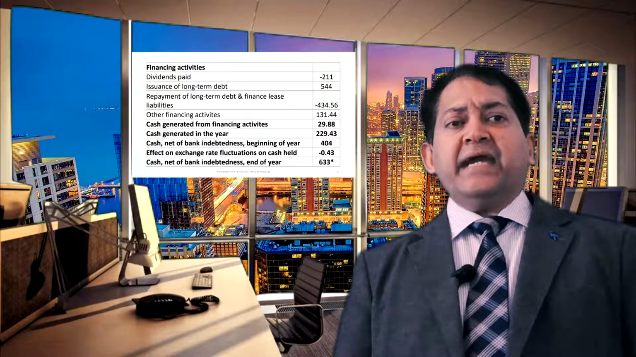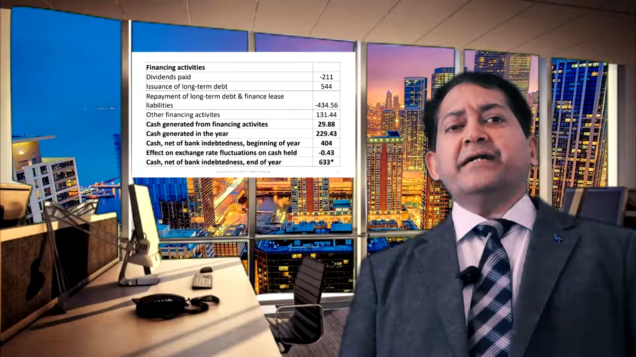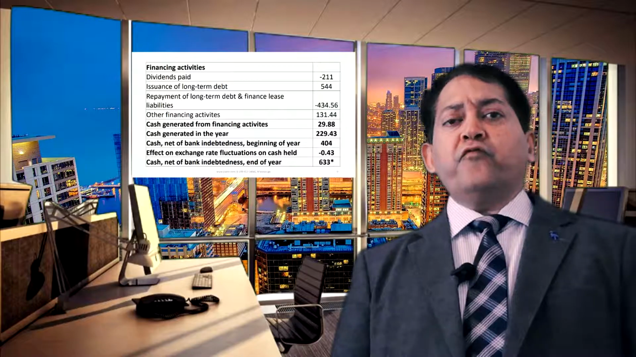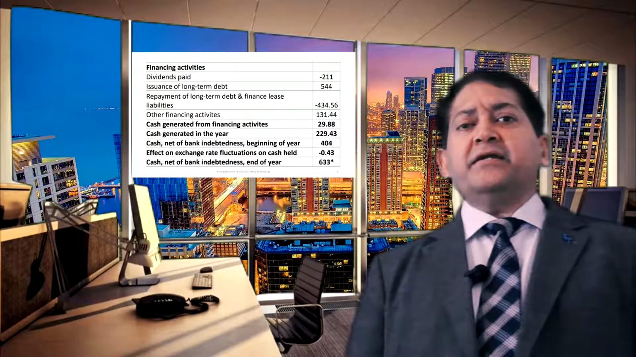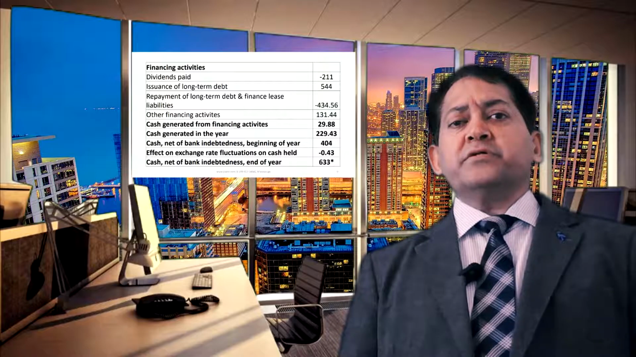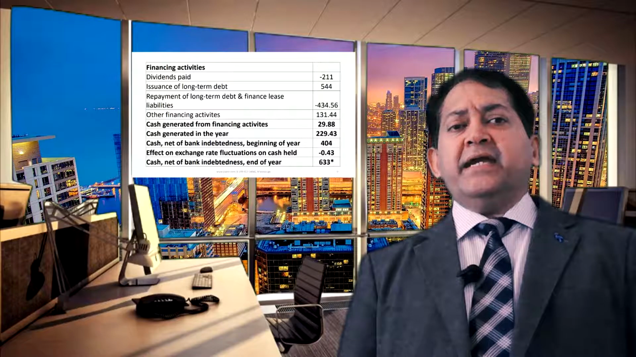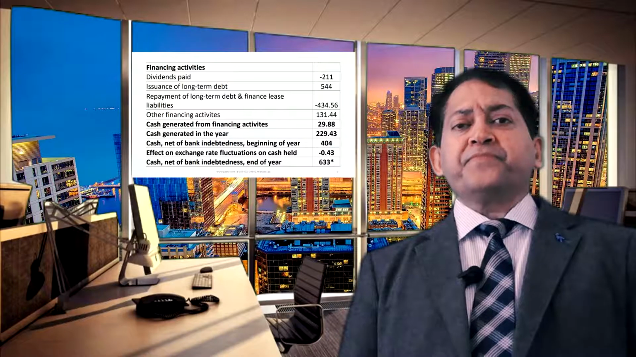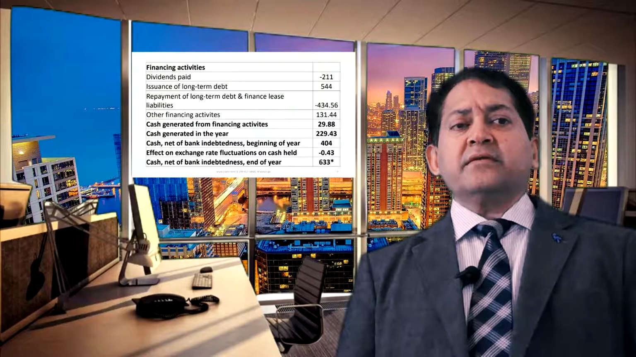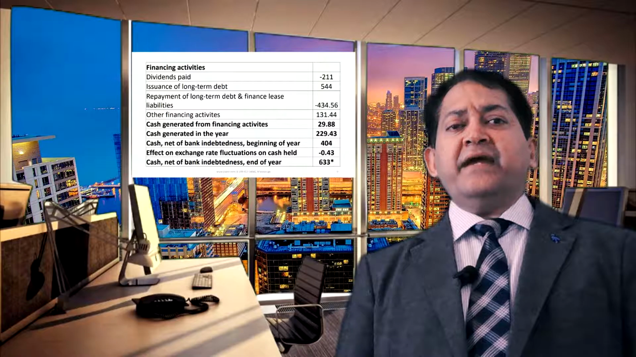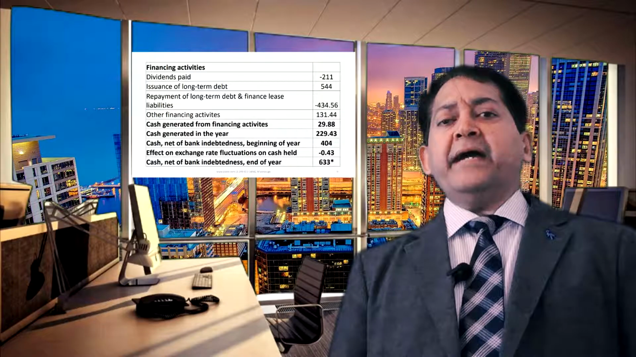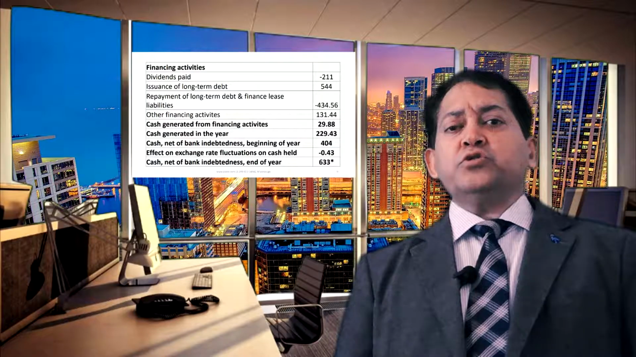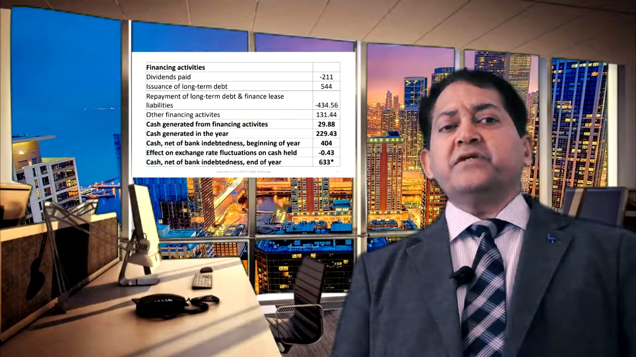In this case, cash net of bank indebtedness at the beginning of the year, we assume, is $404 million. And the effect of exchange rate fluctuations on cash held is a negative figure of $0.43 million. This implies that probably because of exchange rate losses, there's a cash outflow. And finally, cash net of bank indebtedness at the end of the year is $633 million. This figure is important, and it should match the figure of cash shown in the balance sheet of this entity.